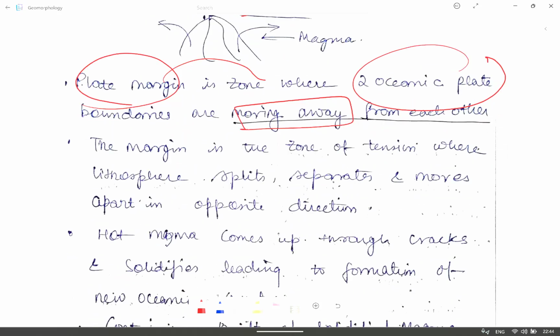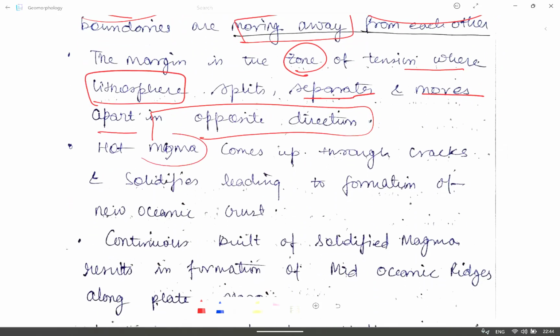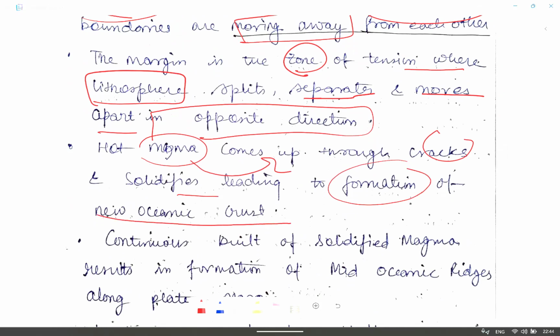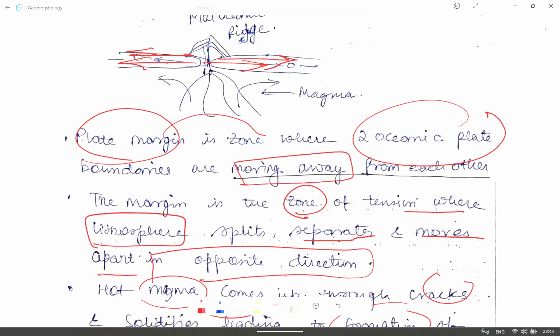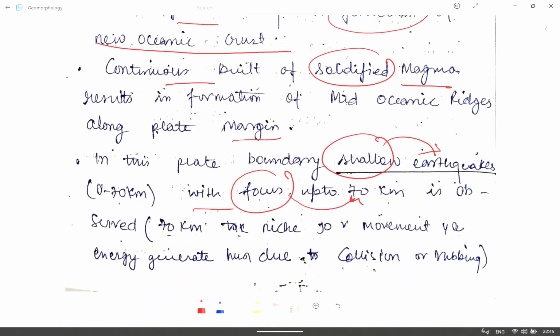each other. The margin in the zone of the tension where the lithosphere splits, separates and moves apart in the opposite direction. It's your hot magma that comes up through the cracks and solidifies, leading to formation of new oceanic crust. This leads to a formation of new oceanic crust. The continuous build of solidified magma along the plate margins. In this plate boundary, shallow earthquakes with focus from 70 kilometers is observed.